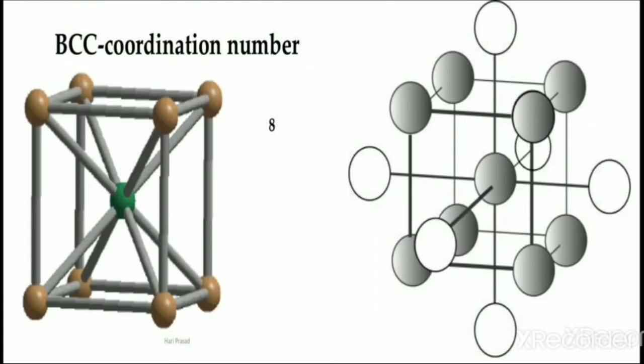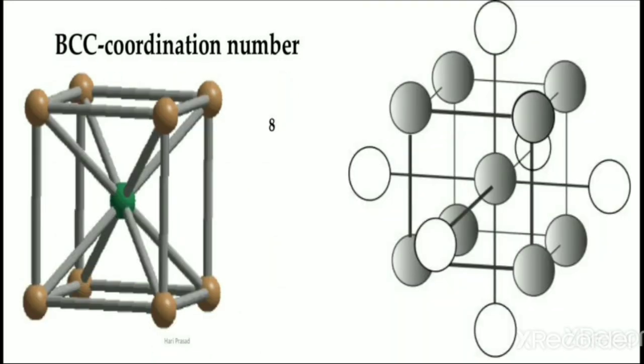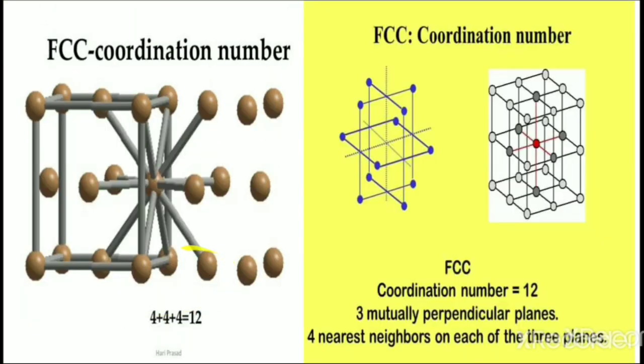Then in BCC, the coordination number is equal to 8, because the one atom is present at the center of the body. It is surrounded by 4 above and 4 below of the cube. So it is called the BCC unit cell. Here the center atom has 4 atoms above and 4 below. So the coordination number is 8 in BCC.